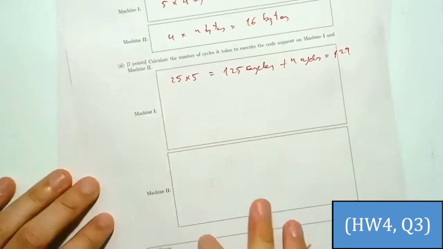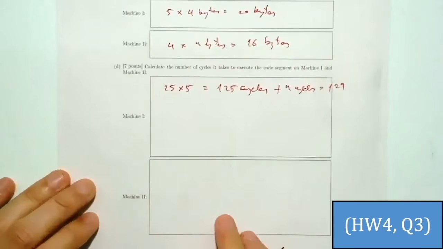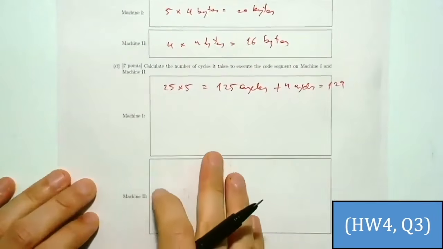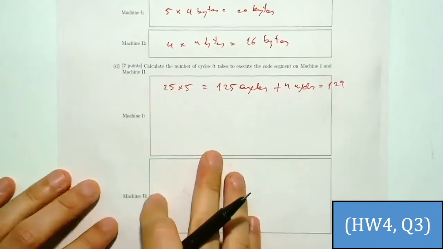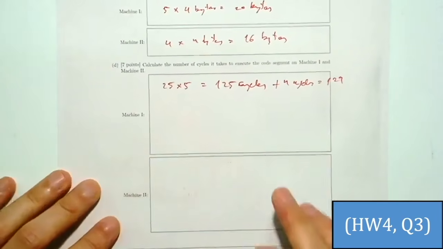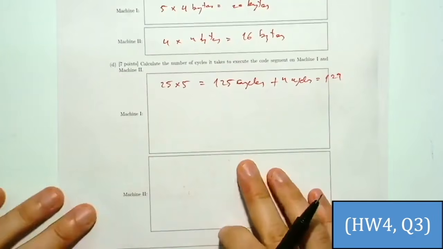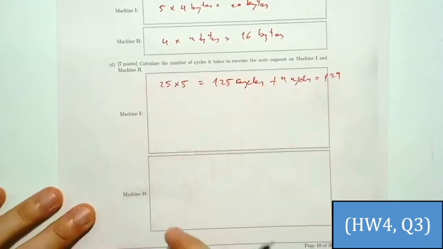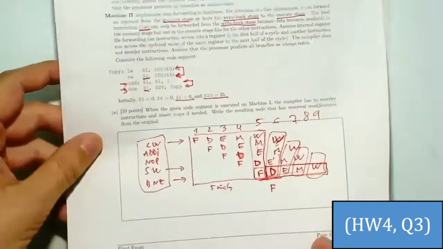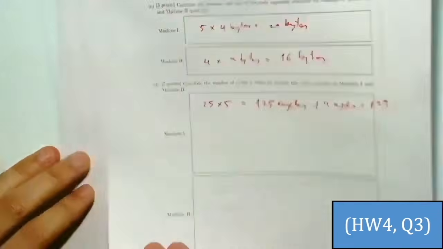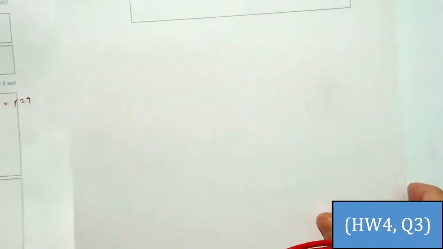Yeah. Wouldn't it be 25 times 4? Oh, no, okay. Yeah, this is... so calculate the number of cycles for machine 2. So let's go to machine 2. So in machine 2, we have, I will do it.